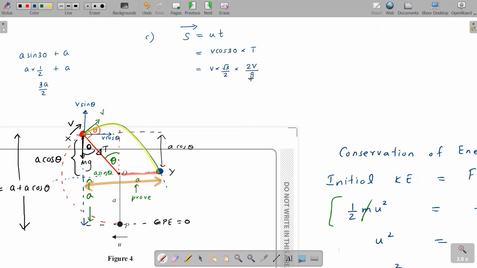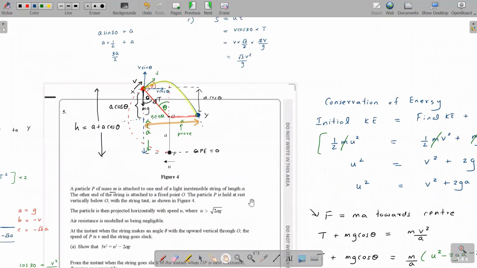2v over g. Do you agree with me? So here the 2 will cancel out. I get root 3 v square over g. Root 3 v square over g. And didn't we get some kind of a show that for v square?